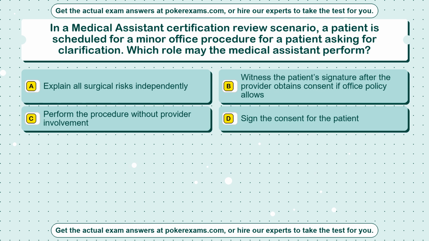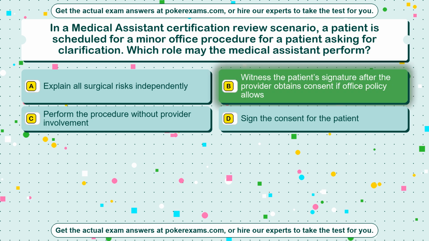Question 96. In a medical assistant certification review scenario, a patient is scheduled for a minor office procedure for a patient asking for clarification. Which role may the medical assistant perform? Option A, explain all surgical risks independently. Option B, witness the patient's signature after the provider obtains consent if office policy allows. Option C, perform the procedure without provider involvement. Option D, sign the consent for the patient.